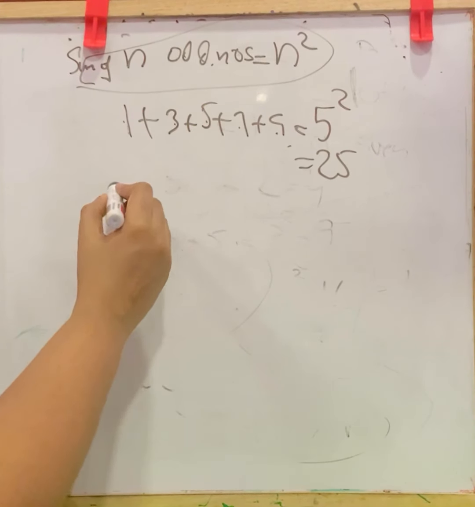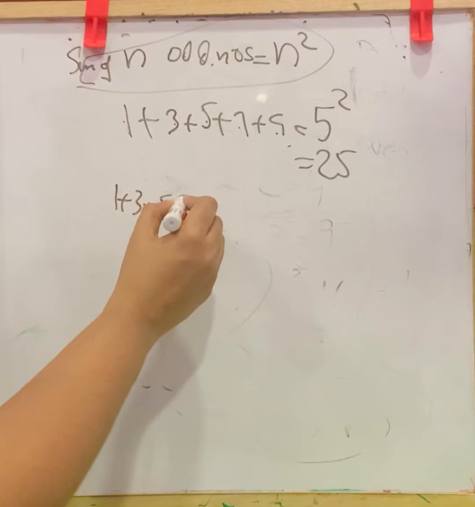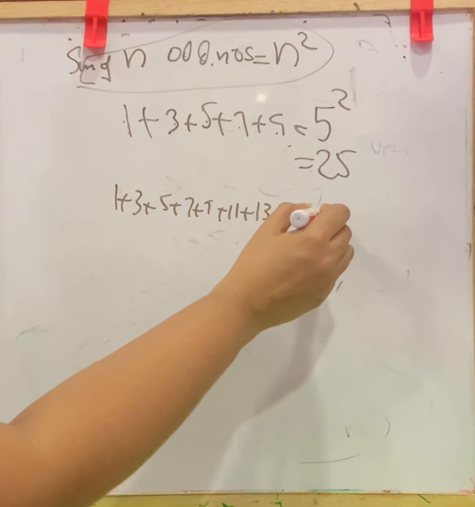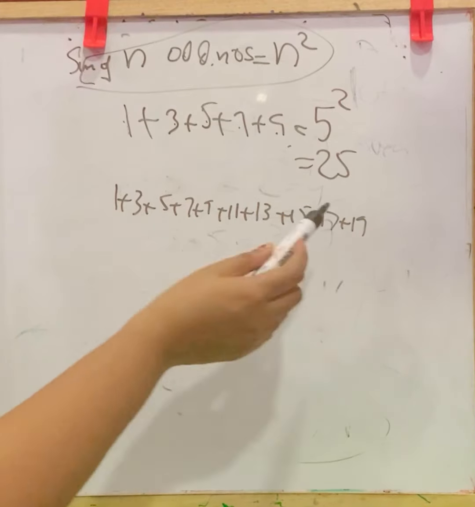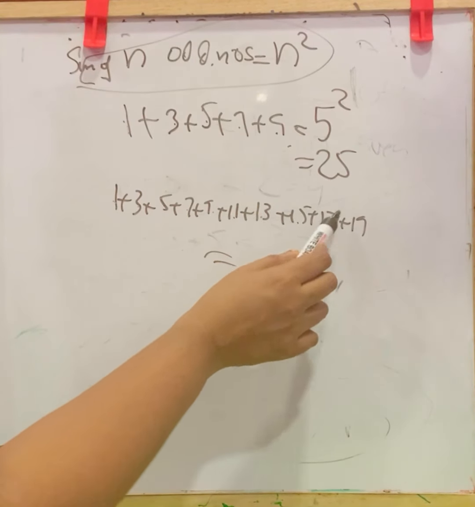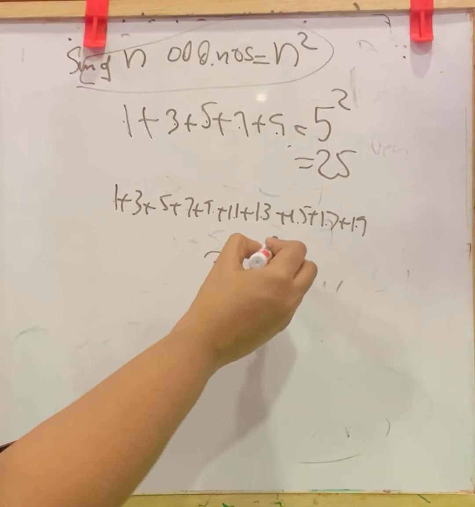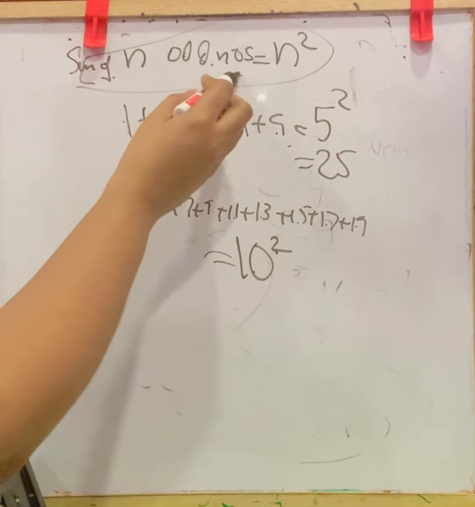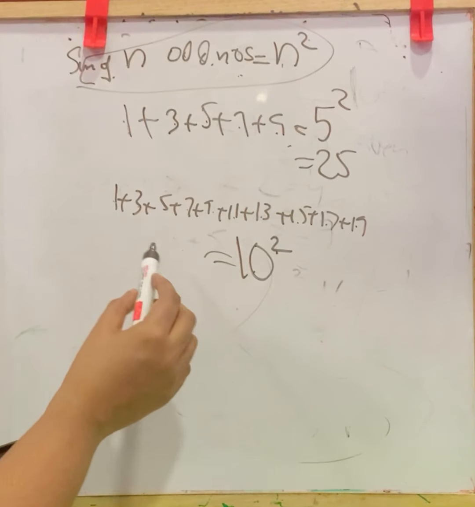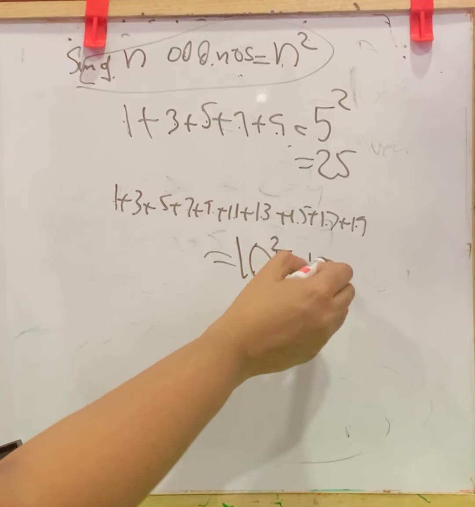Now next question, 1 plus 3 plus 5 plus 7 plus 9 plus 11 plus 13 plus 15 plus 17 plus 19. How many odd numbers are there? 1, 2, 3, 4, 5, 6, 7, 8, 9, 10 odd numbers. That is 10 square. If there are n odd numbers, their sum will be n square. Here we have the sum of 10 odd numbers, so 10 square is the result, that is 100.